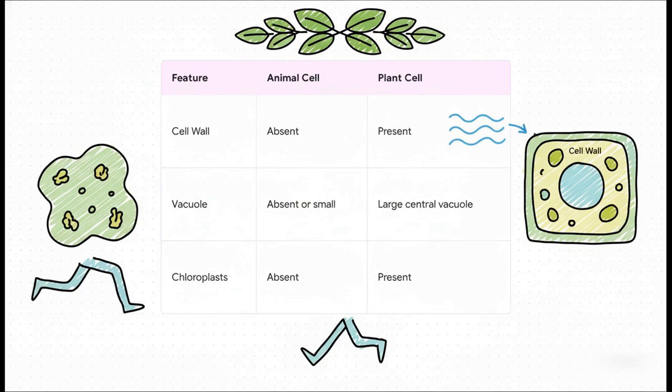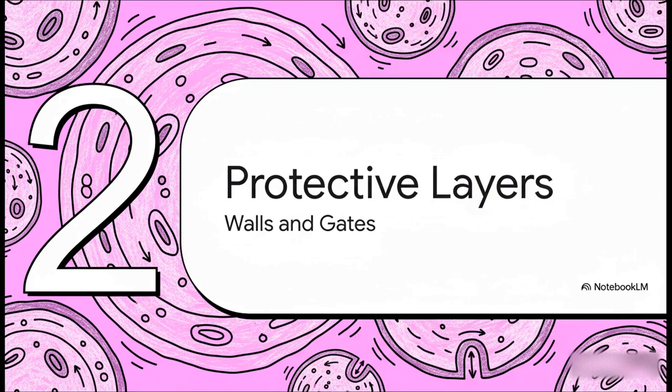And, of course, they have chloroplasts. Those are the little green things that make food from sunlight. Animal cells, we don't need any of that. We have skeletons for support, and we get our energy from eating food, not soaking up the sun. To really get this, let's take a quick tour of a cell, starting from the very outside and working our way in. First up are the protective layers, the cell's walls and gates.